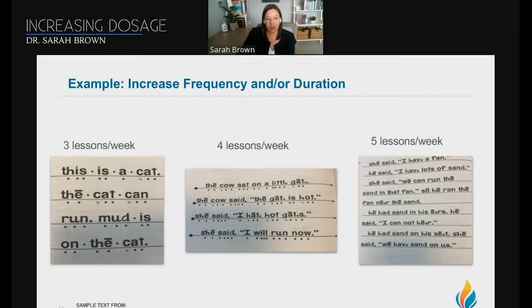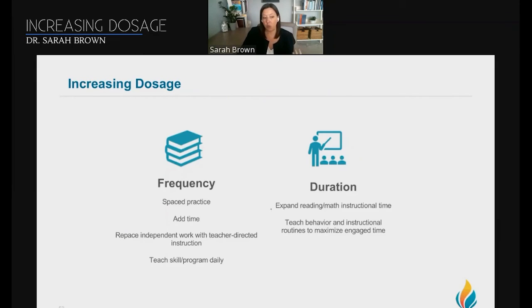So to increase dosage, we can do things like increase the teacher-led instructional time versus student independent time. We can increase the number of days a week that we focus on specific lessons. And so I know it's not an easy thing to do, right? To increase the duration of time, the dosage that we're spending, but it's something that's really powerful. And so here are some examples of ways that we can increase dosage.